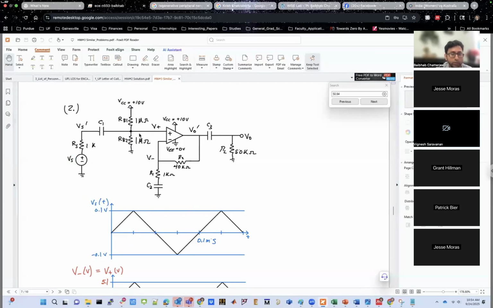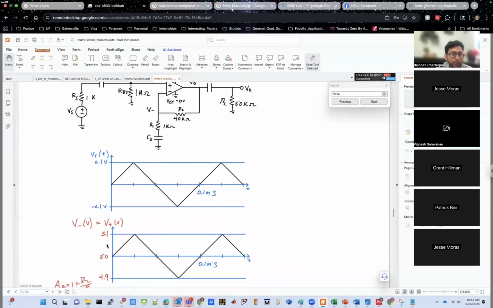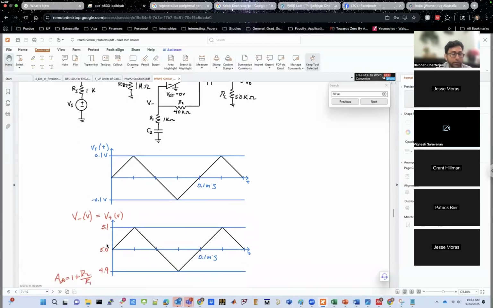Now, of course, as you know, your V plus will be set at 5 volt DC because there is an equal voltage division through these two 1 mega ohm resistances. So V plus will be set at 5 volt DC. And because of the virtual ground property, your V plus and V minus will be exactly the same. So both of them will be around this 5 volt DC.